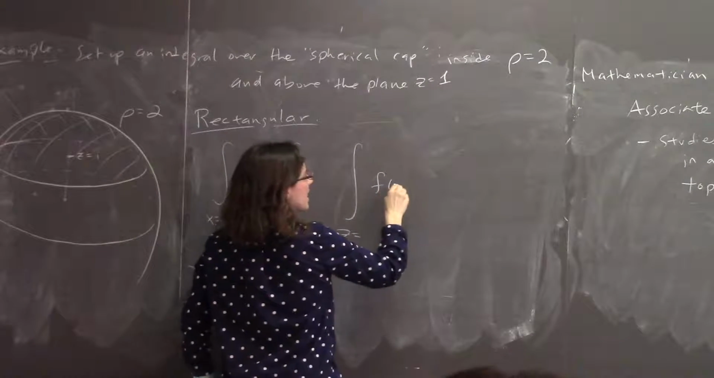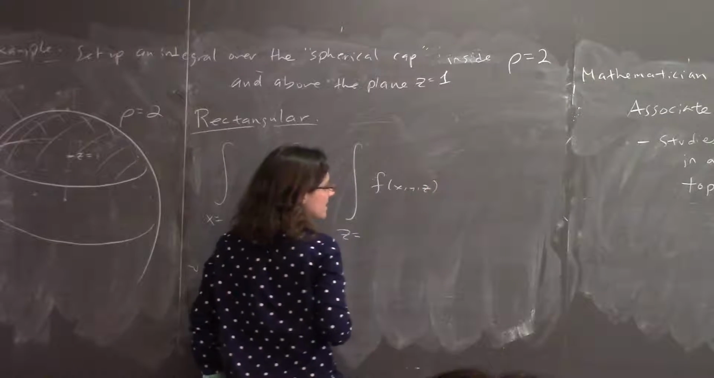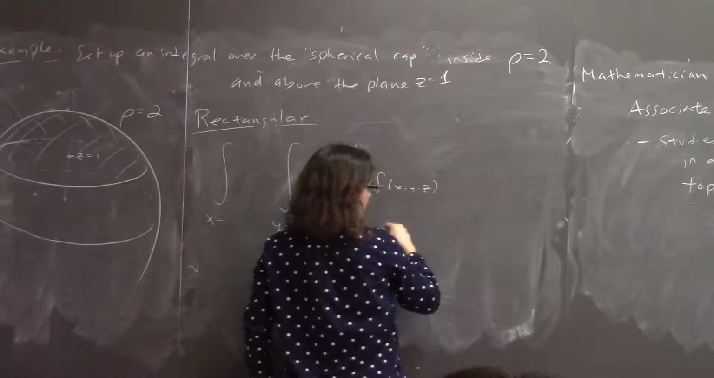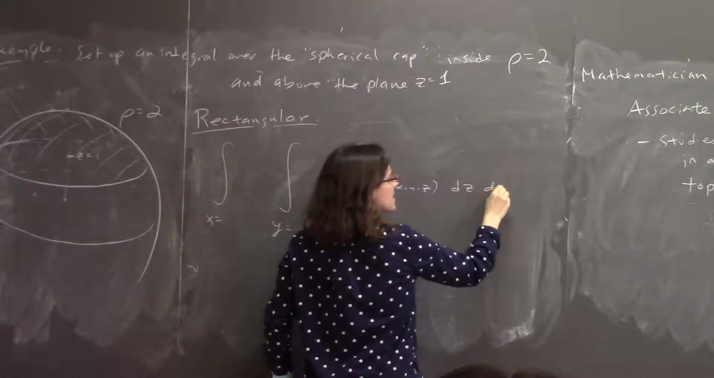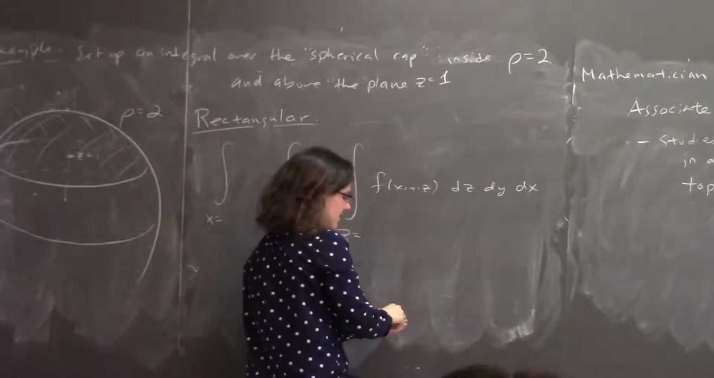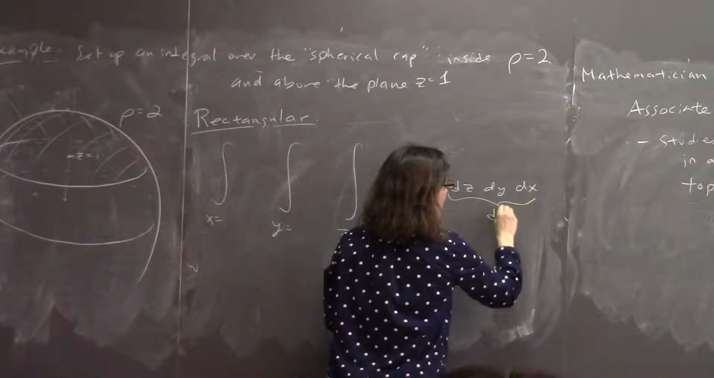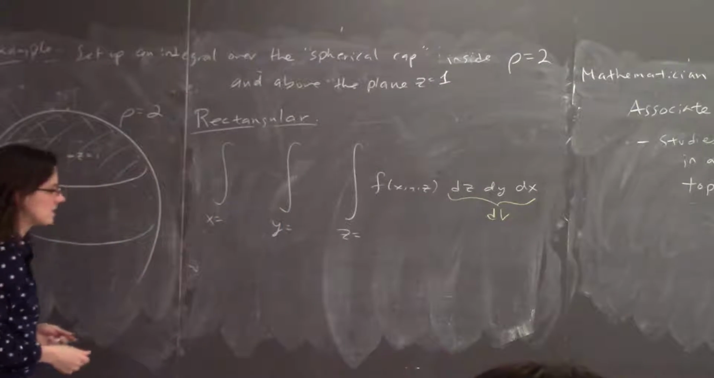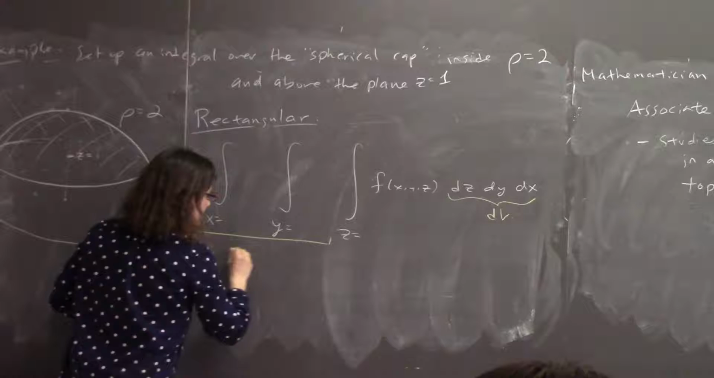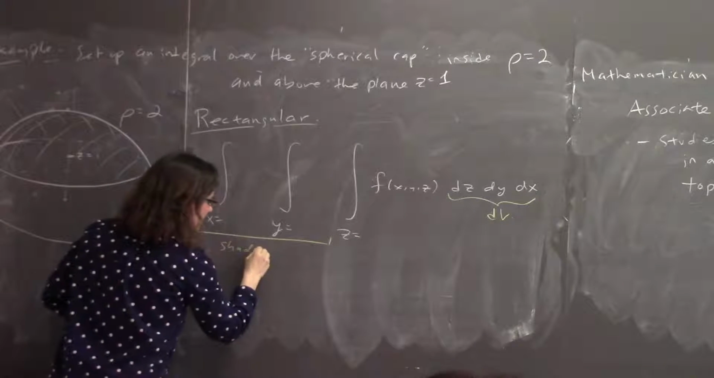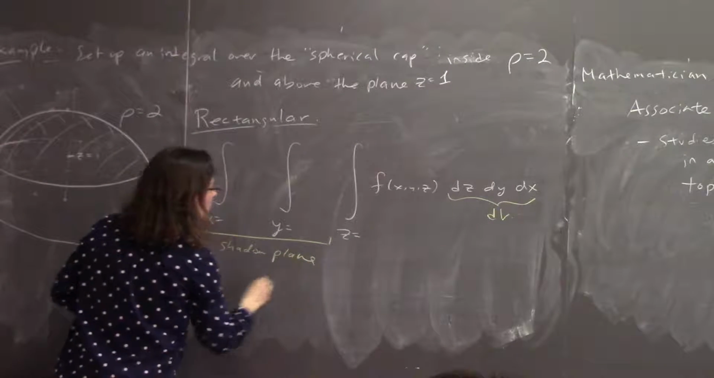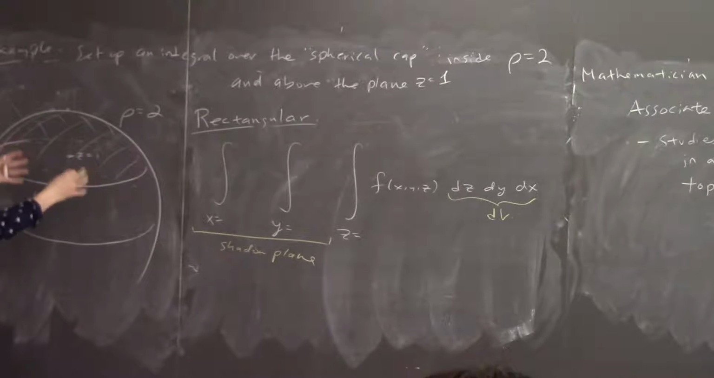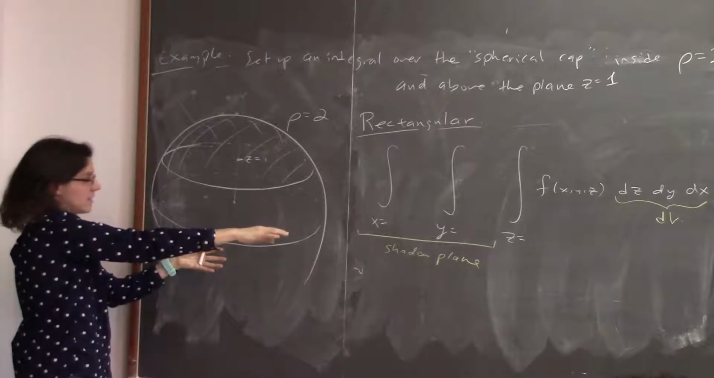And we want to integrate f of x, y, z, the tastiness of the point x, y, z, dV. And in this case, dV is just dz dy dx. So here's our dV. OK, so let's set up our integration. So our shadow plane is x and y. Here's the shadow plane. So let's see what the shadow is of our spherical cap on the xy plane.